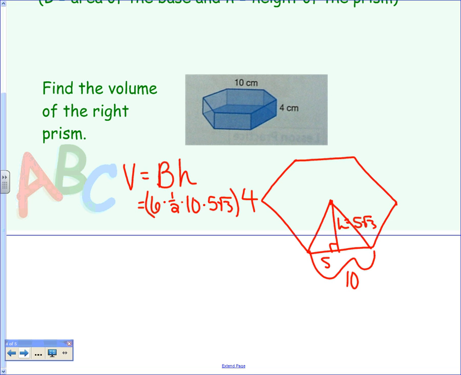Does that make sense? So 6 times 1/2 times 5, and then times 10, 150 times 4 is 600 square roots of 3. And then what would be the units? Does that make sense? Any questions there? Okay.